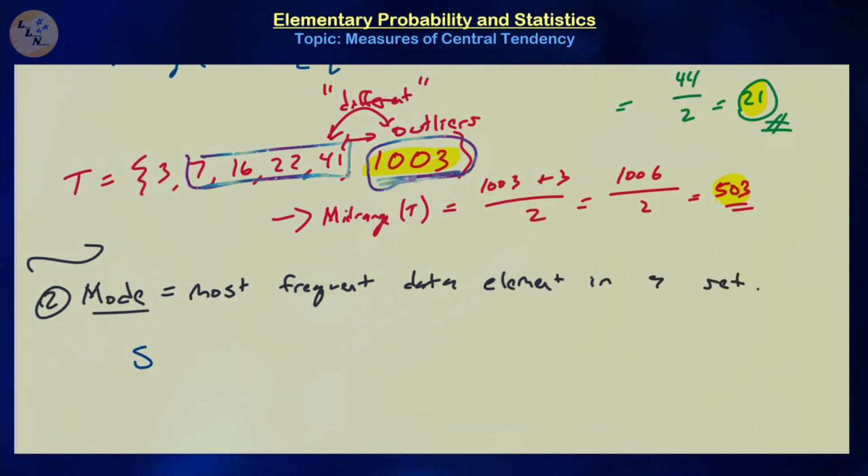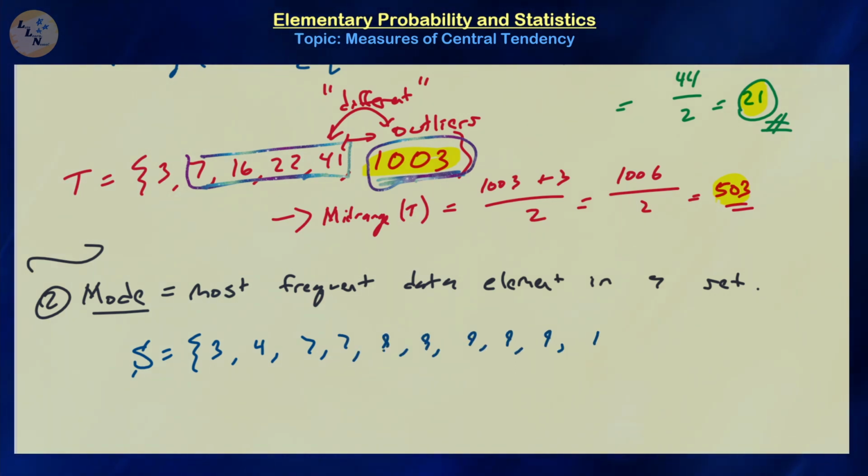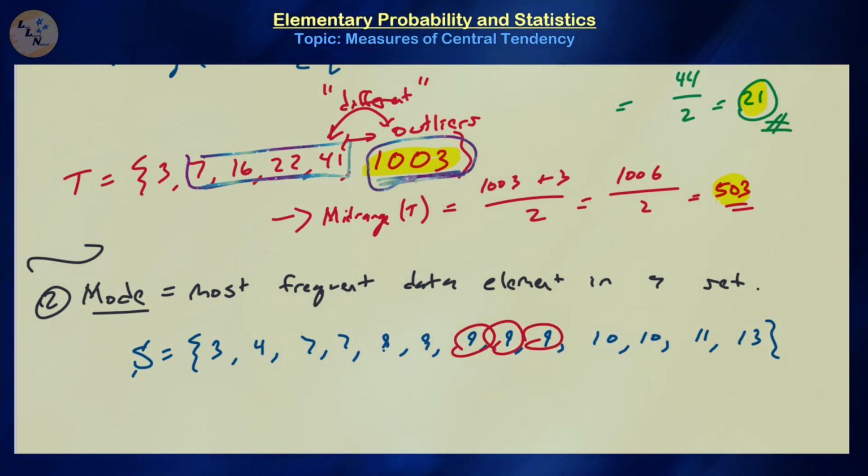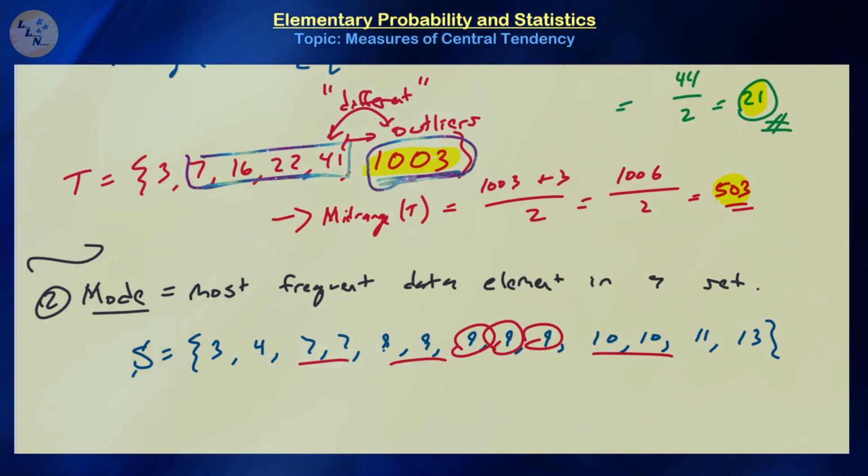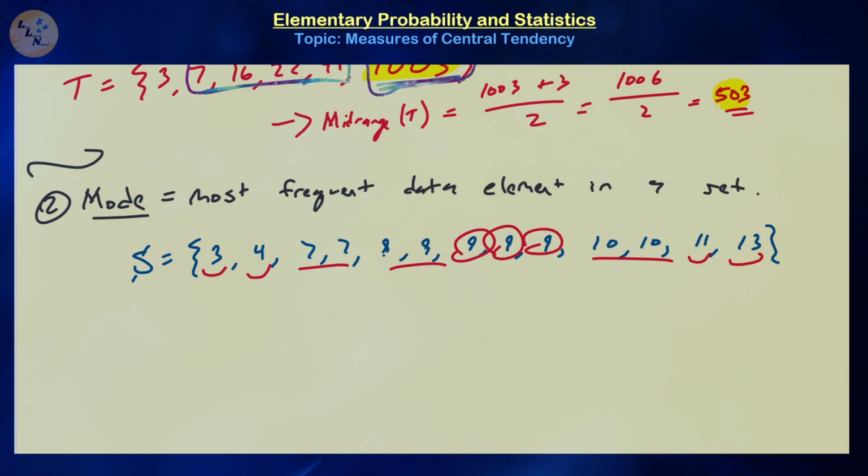So again, it's easy to describe this in terms of a particular example. Suppose I have 3, 4, 7, 7, 8, 8, 9, 9, 9, 10, 10, 11, and 13. Notice here, 9 repeats 3 times, and all of the other elements either repeat twice or only one time. So we see 7 and 8 and 10 all repeat twice, and 3, 4, 11, and 13 only repeat once. So we may want to consider looking at the frequencies of these data values.